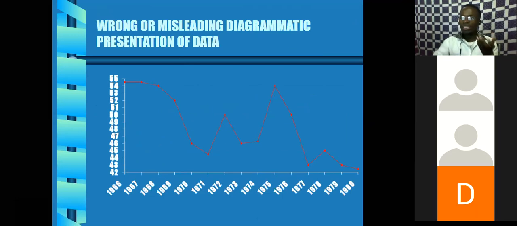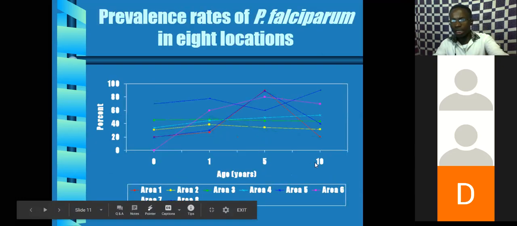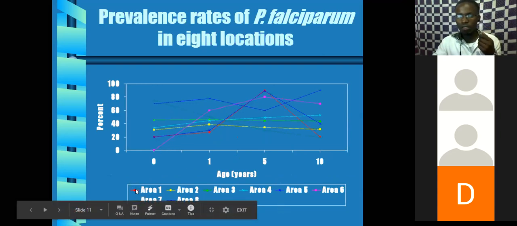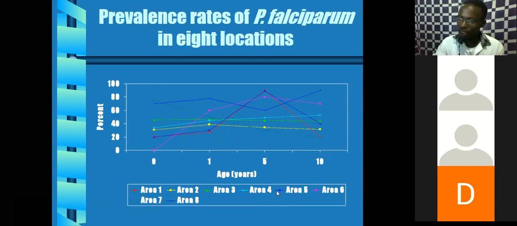Then the index: the appropriate colors, shades, lines, design, and so on. Especially in a case where you are representing multiple data, make sure that there's that index, like in this case, red is representing area 1, yellow is representing area 2, and so on and so forth. So make sure that there's always an index.